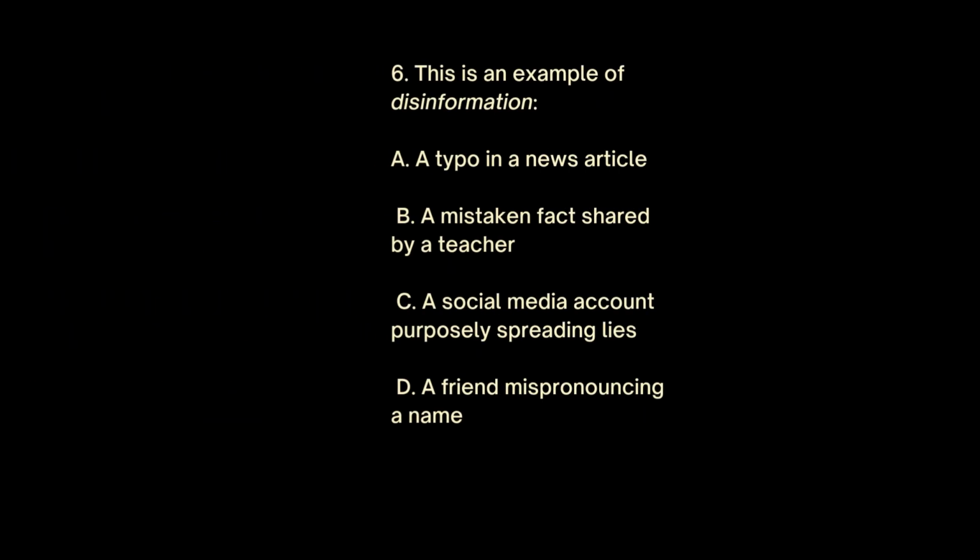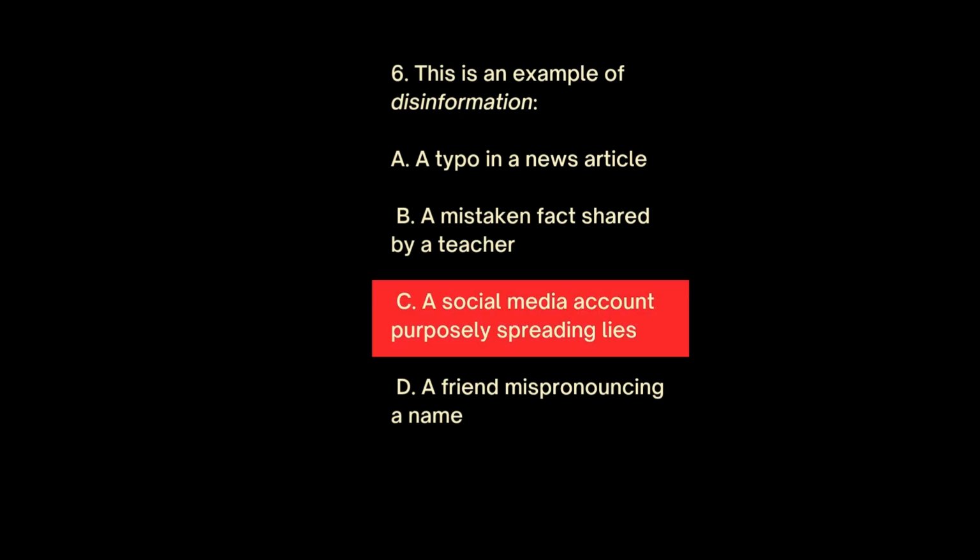6. This is an example of disinformation. A. A typo in a news article. B. A mistaken fact shared by a teacher. C. A social media account purposely spreading lies. D. A friend mispronouncing a name. The answer is C. A social media account purposely spreading lies.